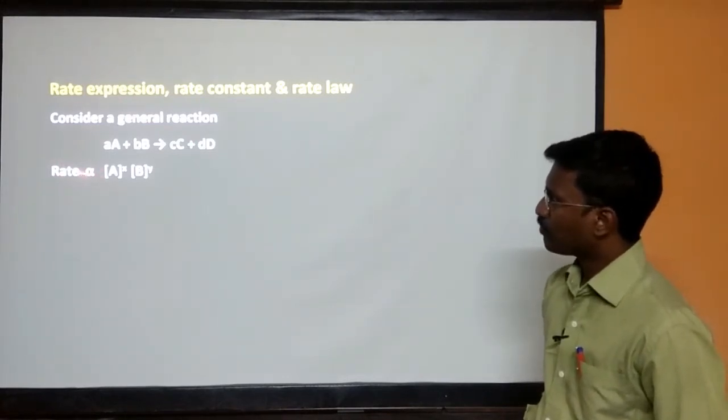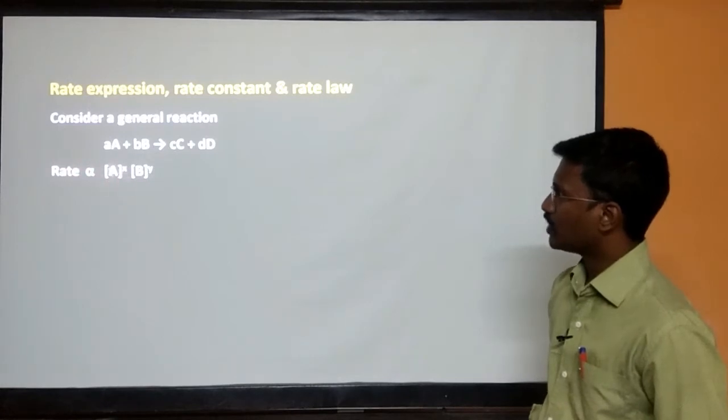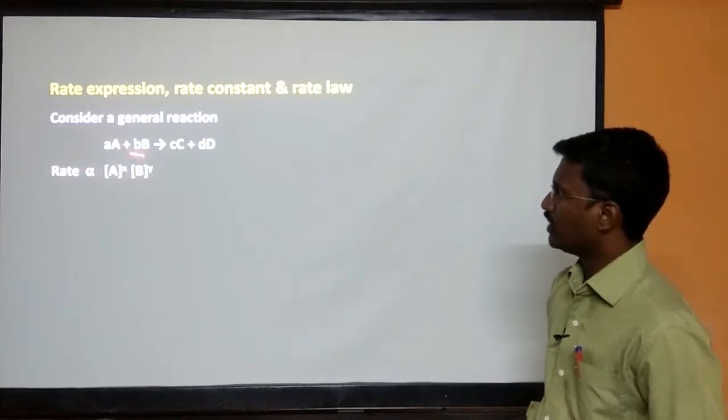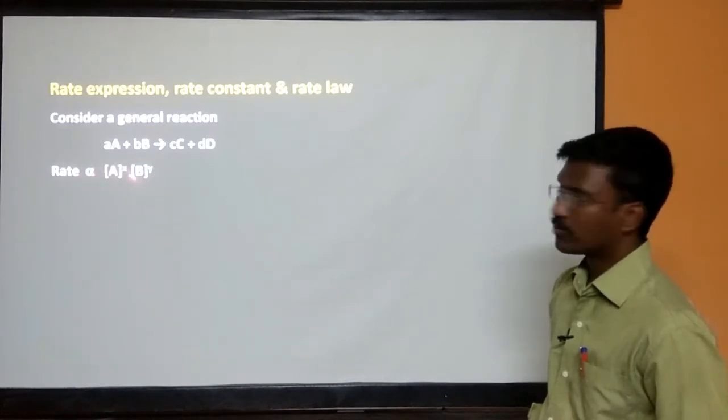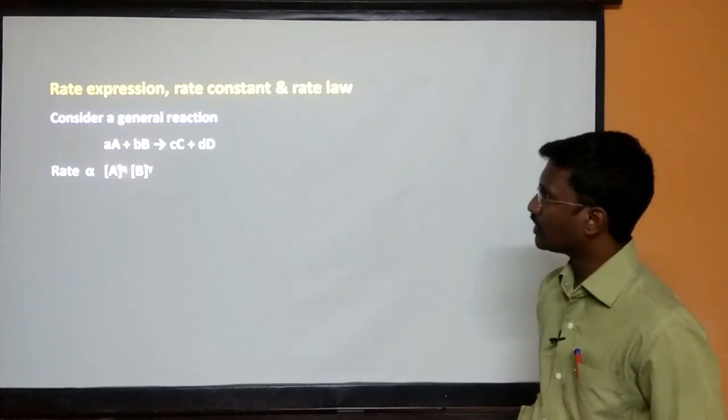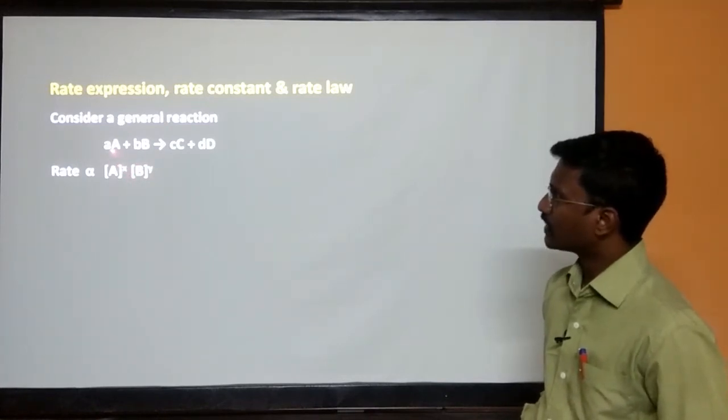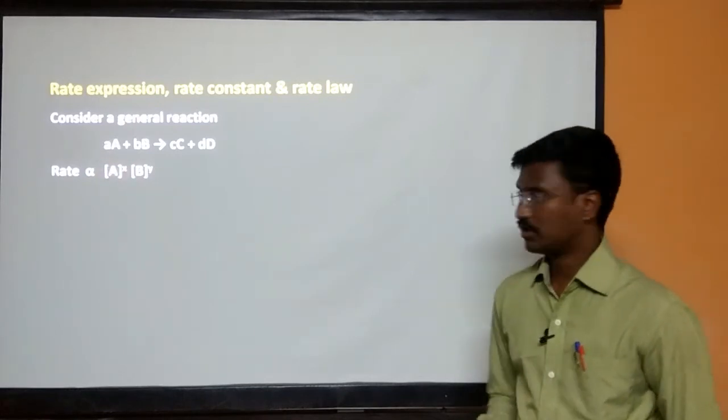Here, the rate is directly proportional to the concentration of A and B. A and B are the reactants, so the rate is directly proportional to the product of the concentrations of the reactants. Product means multiplication of the reactants. The square bracket indicates the concentration.